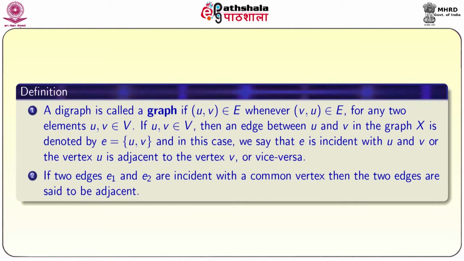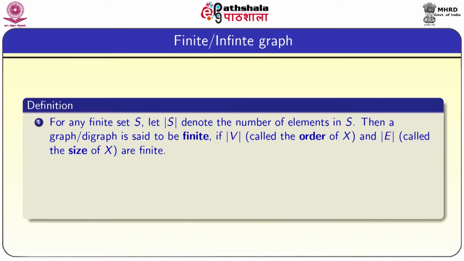If two edges E1 and E2 are incident with a common vertex, then the two edges are said to be adjacent. For any finite set S, the cardinality, that is the cardinal modulus of S, denotes the number of elements in S. Then a graph or digraph is said to be finite if mod V, that is the number of vertices, also called the order of the graph X, and mod E, that is called the size of the graph X, are finite.